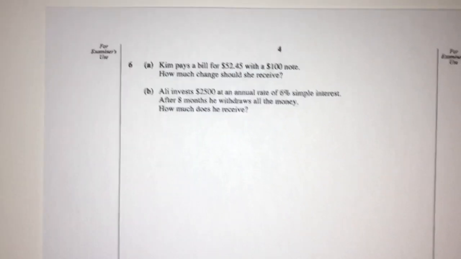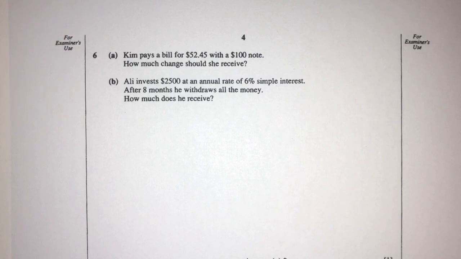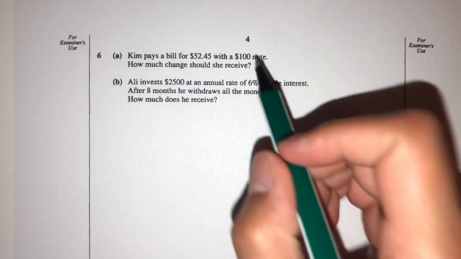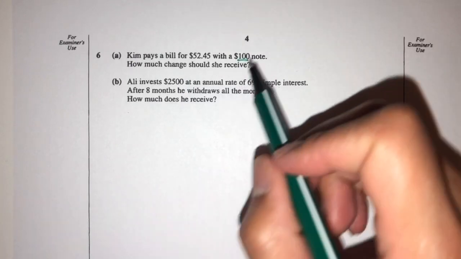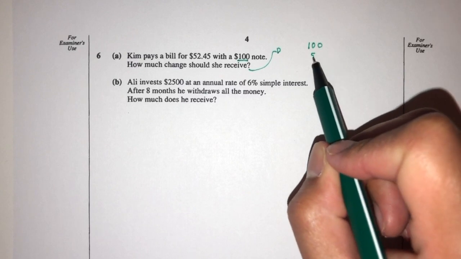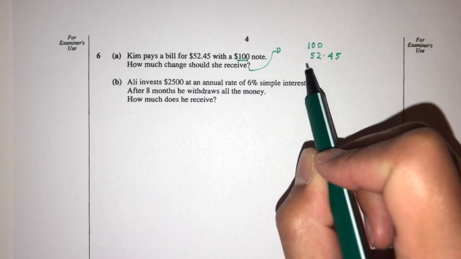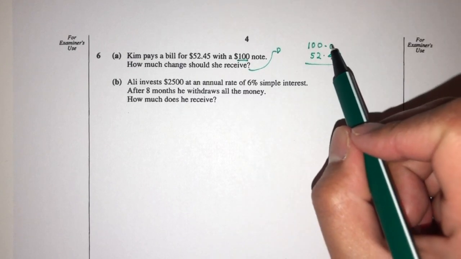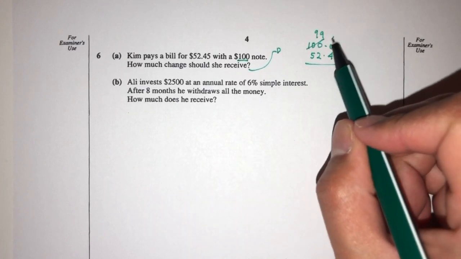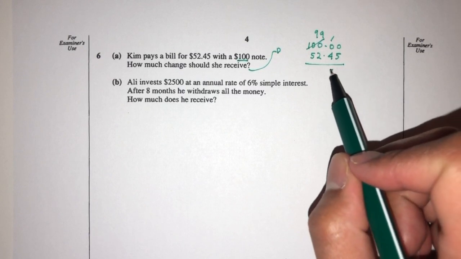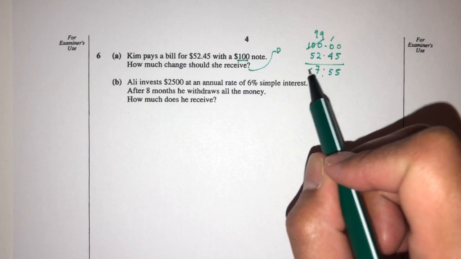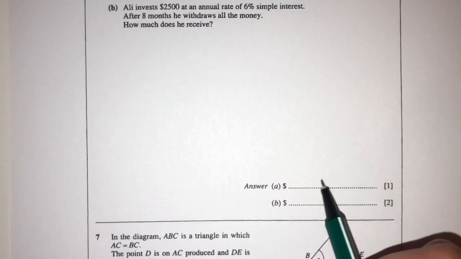Now let's move on to question number 6. So Kim pays a bill of 52.45 with a $100 note. How much change should she receive? So pretty easy. That'll be 100 minus 52.45. So this is of course this. Simplify, that will be 99 and that will be 100. So 100 minus 45, that should be 55. 9 minus 2 is 7 and that is 4. So the answer will be 47.55.